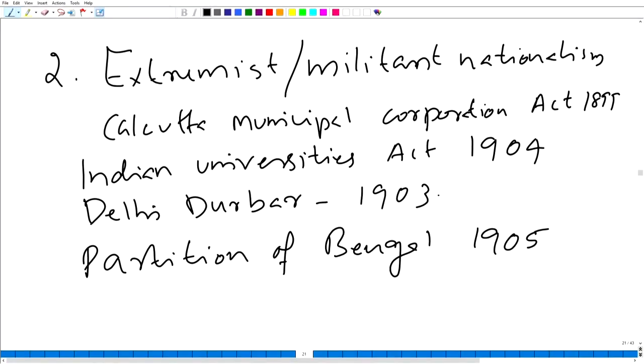The Calcutta Municipal Corporation Act was passed in 1899, through which Lord Curzon aimed to bring the Corporation under government control. Through the Indian Universities Act of 1904, he tried to bring universities under government control. The Delhi Darbar was convened to declare King Edward VII as the Emperor of India. All these culminated with the partition of Bengal in 1905 and resulted in the development of extreme or militant nationalism in the country.